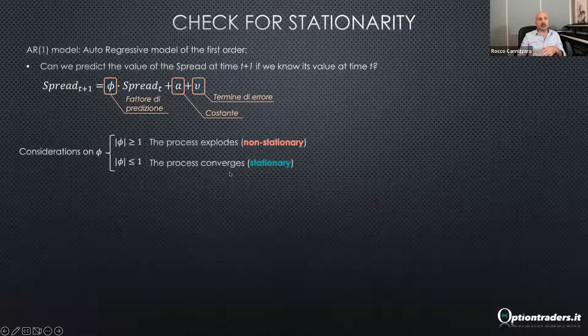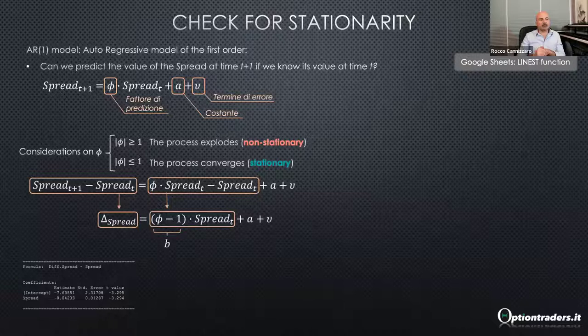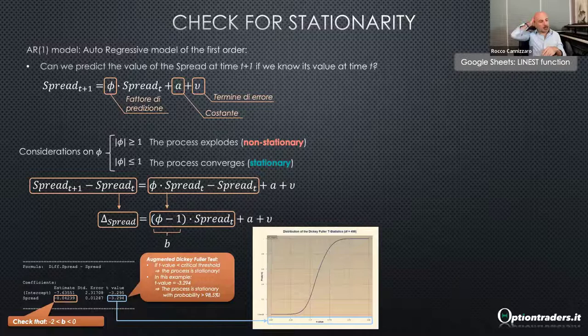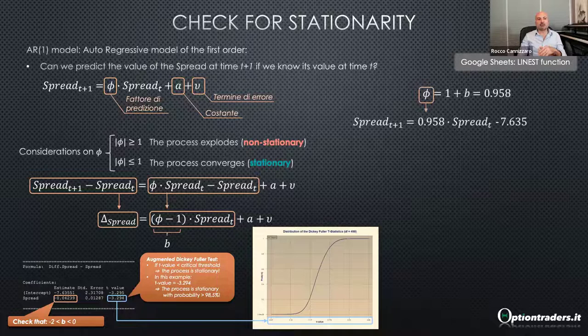To check for this, we have to do some math manipulations, run another linear regression, and eventually find the probability that this thing is stationary or not. To calculate this, it gets quite complicated, so I'm going to skip the details. But there is a lot of software that can do this. If you use Python, this test is called the augmented Dickey-Fuller test. You can find it in Python. You can find it in R.